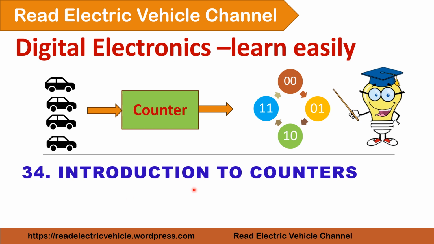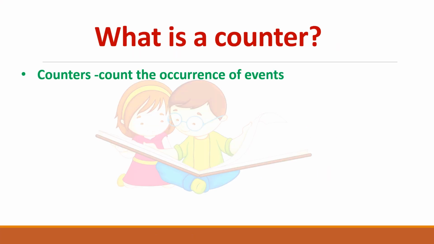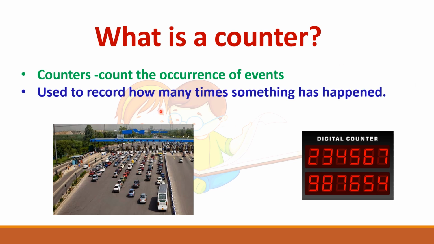In this video, we are going to see about counters in digital electronics. What is a counter? Counters are used to count the occurrence of an event. For example, if you want to count the number of vehicles passing this toll gate, it can be done by a counter. In other words, a counter can be used to record how many times some event has occurred.